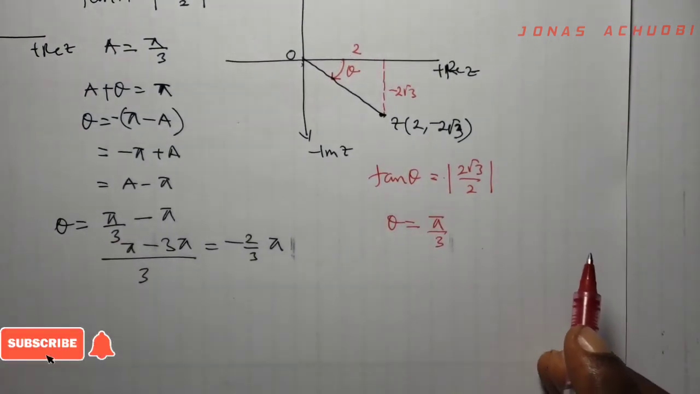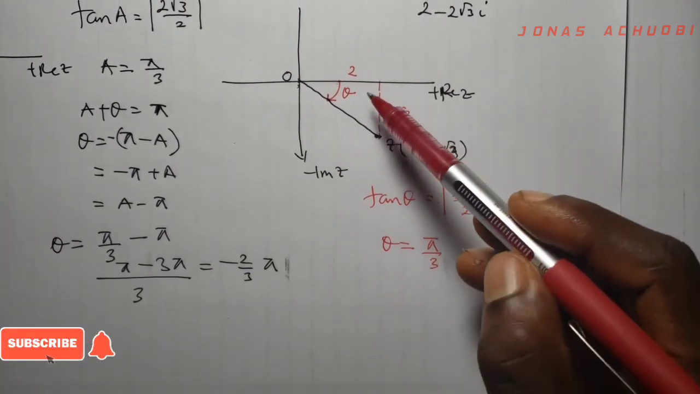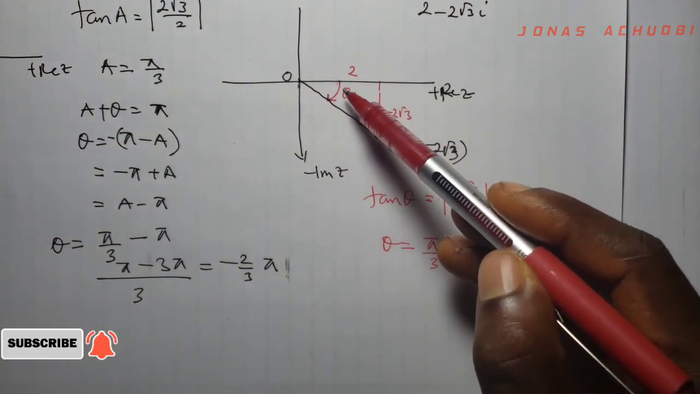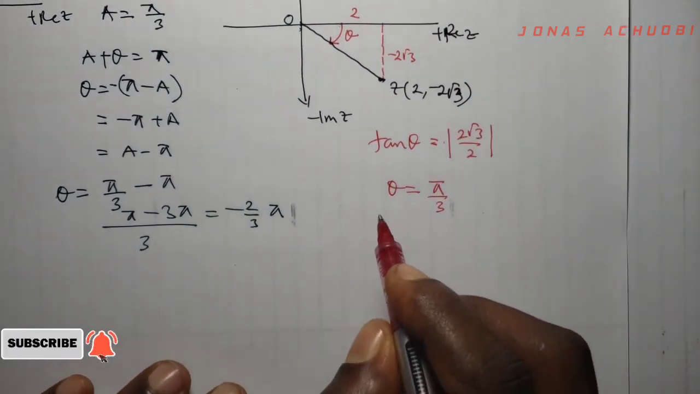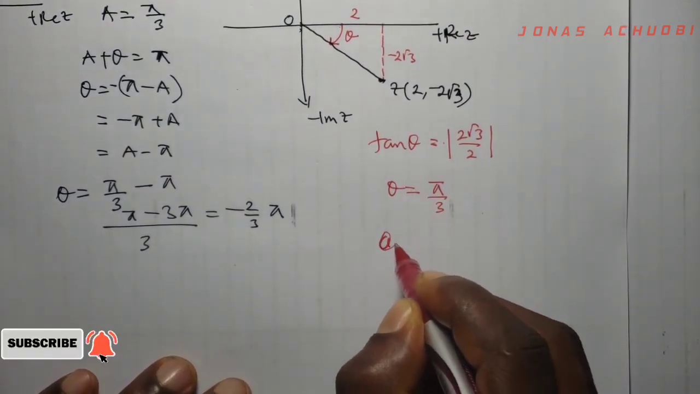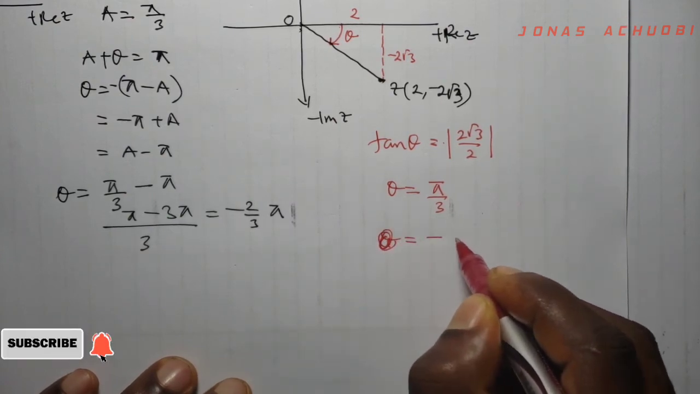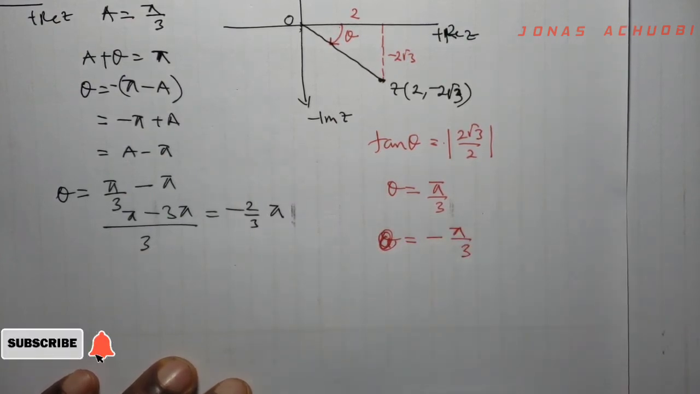But recall that since we traverse our angle in the clockwise sense, angle theta must be negative. So the argument of that complex number, theta, is equal to negative pi by 3.